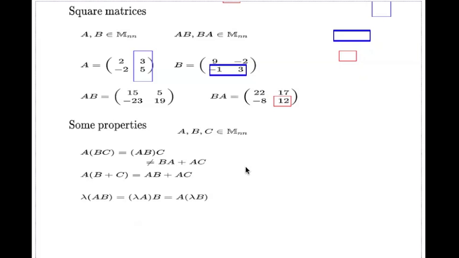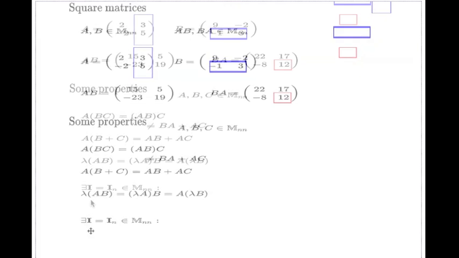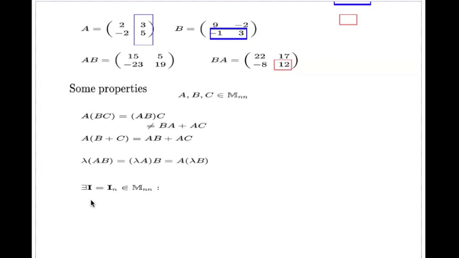Question: do we have the analogous element with matrices? Well, we do have an element. I'll show you this element. We call it the identity matrix, and we use the capital I in boldface for that. And look how this matrix is structured. So that's the element with the property.